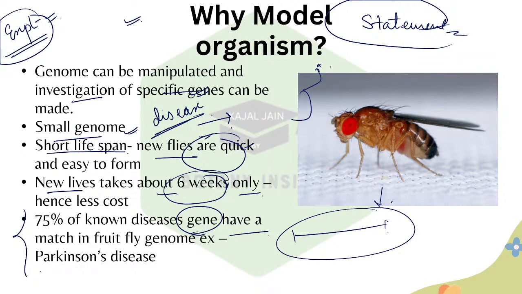Then you can easily cultivate them, you can easily study them, you can manipulate their genome easily. You can learn about a lot of diseases. When you learn about the Drosophila's entire genome, you get to learn about a lot of diseases because there are very good similarities between the two.